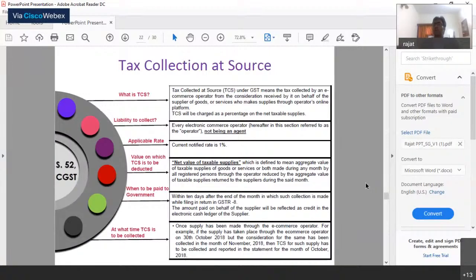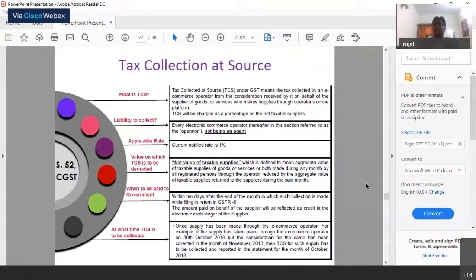Therefore, if I am a supplier over an e-commerce platform and my consideration is being collected by, say, Amazon, then, for example, if 100 rupees is the total value of the supplies and Amazon collects 100 rupees on behalf of the supplier from the customer, Amazon would be required to deduct a 1% tax collection at source on behalf of the supplier and deposit it with the government. The current notified rate is 1%. It is interesting to note that the provision says every electronic commerce operator who is not an agent. I will come to which electronic commerce operators are exempted from the category of operators required to deduct tax at source.